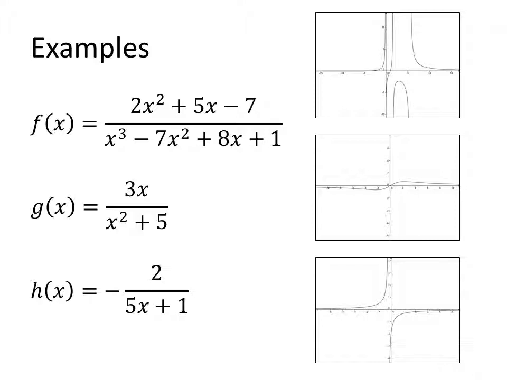In the first function, f of x, we have a degree 2 polynomial divided by a degree 3 polynomial. You can see a graph of this in the upper right-hand corner. g of x is a degree 1 polynomial divided by a degree 2 polynomial, and the graph of that is in the middle. And h of x is a constant, or degree 0, divided by a degree 1 polynomial. Now, as you can see, these rational functions can be very interesting in how the graphs look. The goal of this video is to figure out what these graphs will look like based on analysis of these functions.